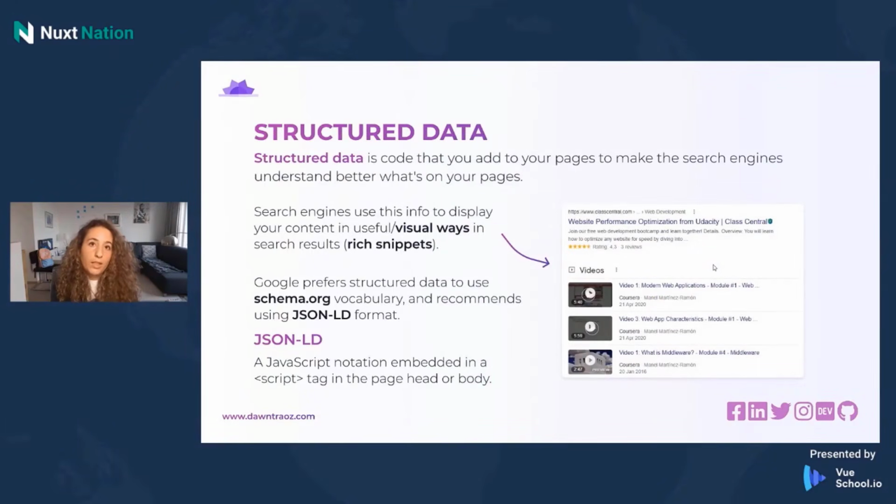And now that we have seen the basic stuff, also for meta tags and Open Graph, let's see how to get structured data in our project and also where it is. Structured data is code that you add to your pages to make the search engines understand better what's on your pages. If you go to the results and you see visual stuff like videos or carousels, or Twitter tweet cards, for example, you can see that they have a different way of looking. That's because they add structured data to their sites.